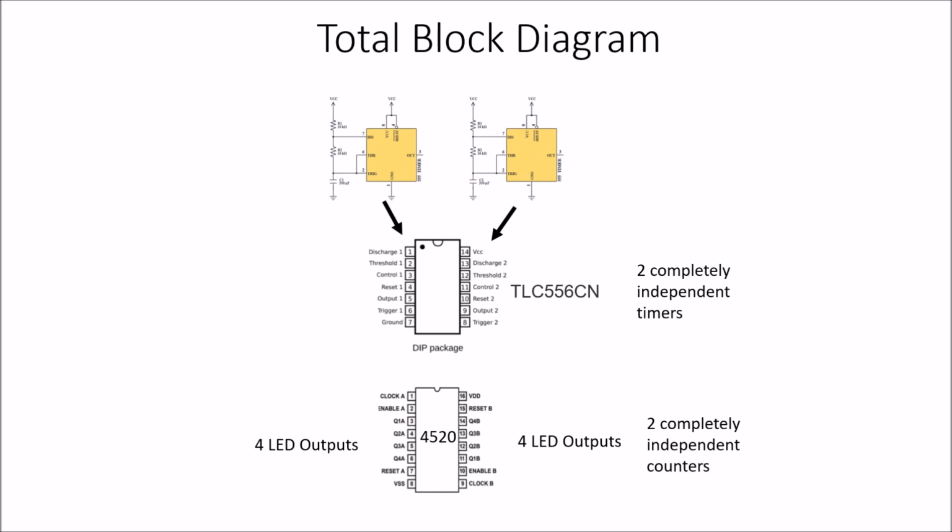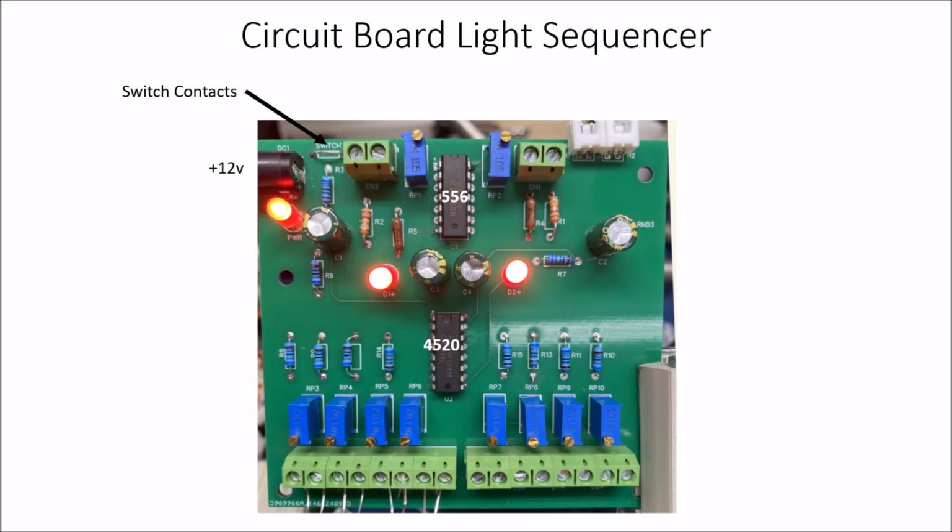Now, the good news also is that the 556 timer is basically the same as a 555 timer, except it has 2 timers in it. And the 4520 decoder has 2 separate binary decoders in it. So with 2 chips, we can have 8 LEDs and 2 timers separately. Okay, let's go through the circuit board.